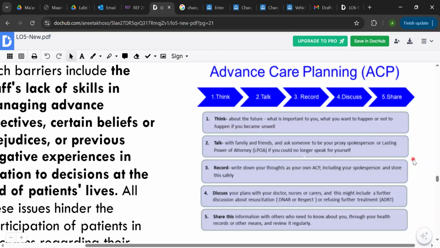Advanced care planning obviously takes into consideration the time when you're still okay, but what if something happens to you? What will you do? Who will you assign to talk on behalf of you? So this is recording.